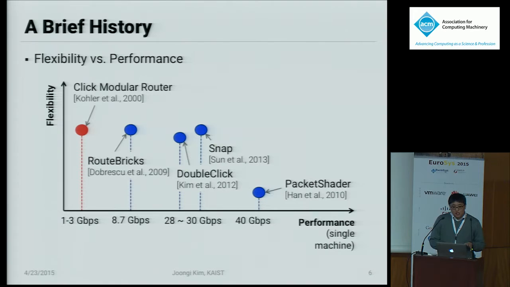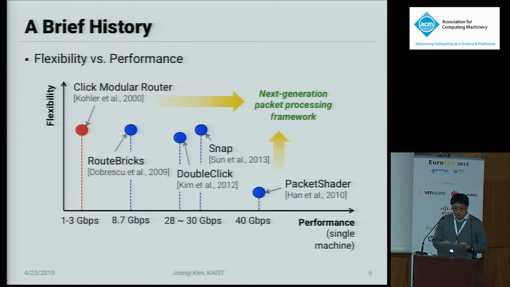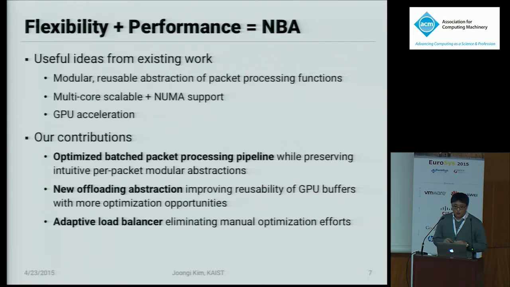However, its programming interface was monolithic, so that application developers had to write all GPU interaction codes manually for every new application and also had to optimize them manually. We believe that next generation packet processing framework should combine these two advantages and strike a balance. So our goal is to achieve both flexibility and high performance. We have gathered useful ideas from existing work, such as modular abstraction, multi-core scalable architectures, and GPU acceleration capability. Then we analyzed them and found that computation batching is still incomplete, and GPU acceleration or offloading is mainly engineered toward high performance instead of usability.